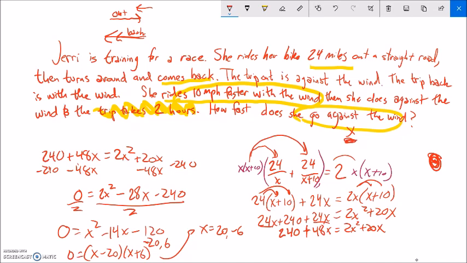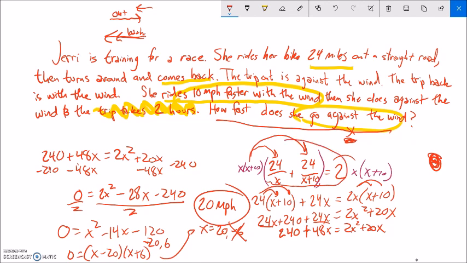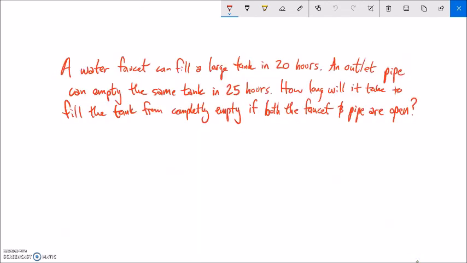And now what I'm talking about is how fast does she go against the wind? And I think giving her negative speed doesn't make any sense. So I'm going to go with 20 miles per hour. That's my answer. And what I could do is try and plug it back into my original equation that I wrote, see if it works. It does.